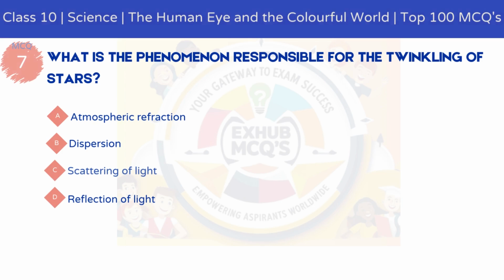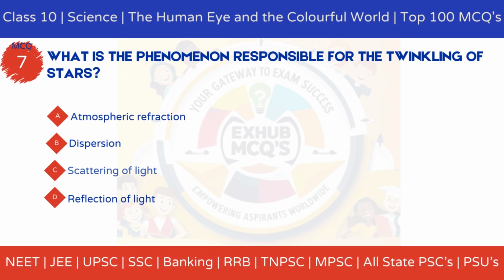MCQ 7. What is the phenomenon responsible for the twinkling of stars? Option A, atmospheric refraction. Option B, dispersion. Option C, scattering of light. Option D, reflection of light.